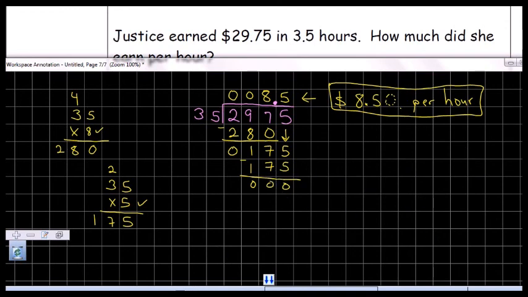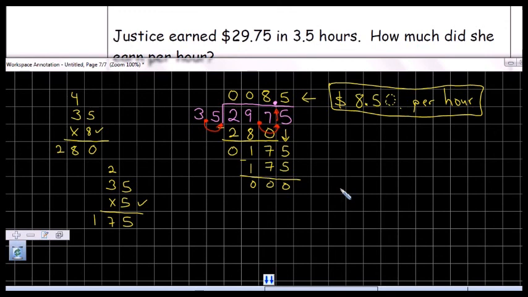So remember, the trick here was to move that decimal from that 3.5 and the 29.75. We moved it over once to make it a whole number on the outside, and if we move it once on the outside, we gotta move it once on the inside. That's how we got that decimal up there. Okay, and then we erased it so it wouldn't mess us up in our calculations. So really, it's really simple. That's all the steps you have to do.